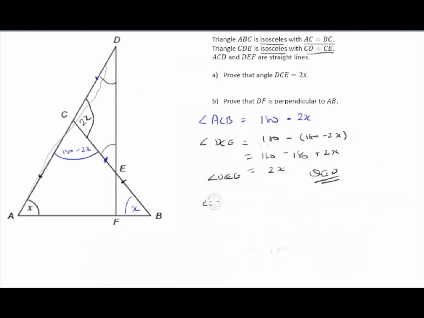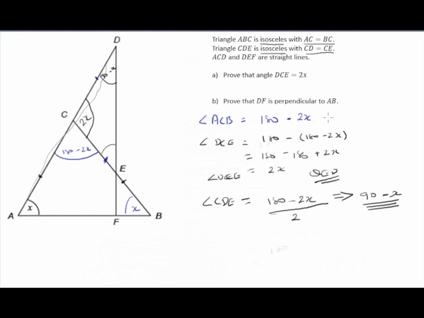Angle CDE is equal to 180 minus the known angle, which is 2x. And to get just CDE, we're going to halve it. So we divide by 2, and it's going to give us 90 minus x. So angle CDE is 90 minus x. Let me put it right here. 90 minus x. Good.